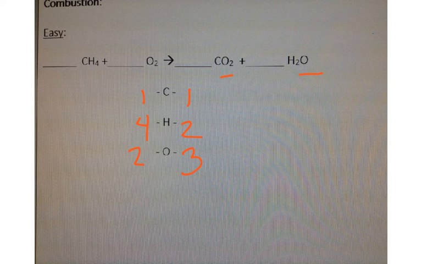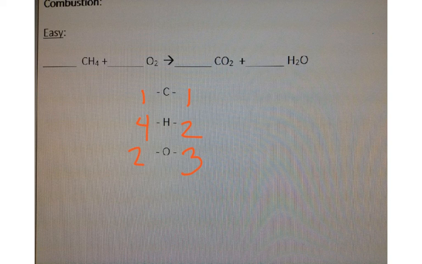Now this is where, because of these combustion reactions, it comes into play that you want to do oxygens last and hydrogens second to last. So because I'm doing oxygens and hydrogens last for everything, I'm going to do carbon first. So my carbons are already balanced. My next one that I'm going to try to fix is my hydrogen count. And I've got 4 on the left and I have 2 on the right.